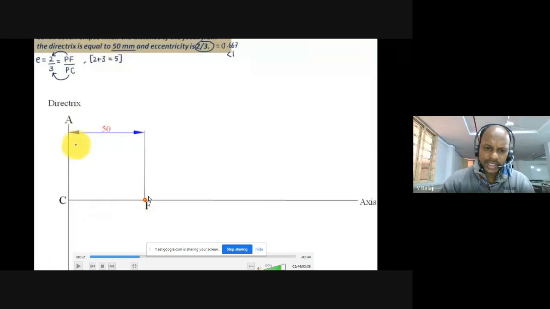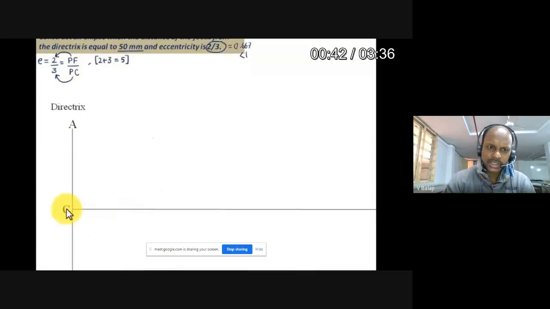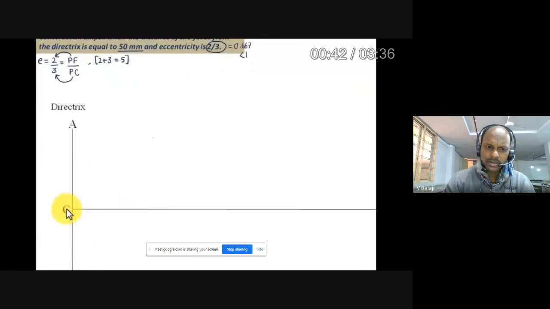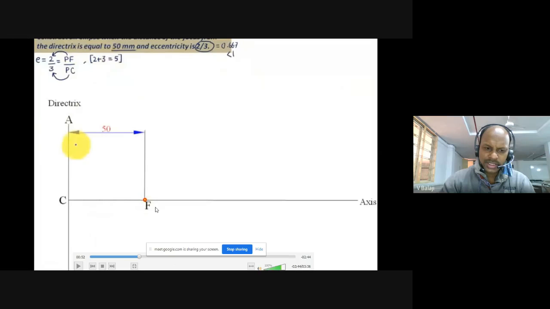Now I have marked a point on the axis at a distance of 50 mm according to the problem. I am reading it for you one more time: construct an ellipse when the distance of the focus F from the directrix is equal to 50 mm. So now what you have to do is take your pencil, and with the help of the mini drafter, take 50 mm or 5 centimeters. Generally I will tell in millimeters only, 50. On the axis you need to locate the focus point as given in the problem. So the distance is 50.